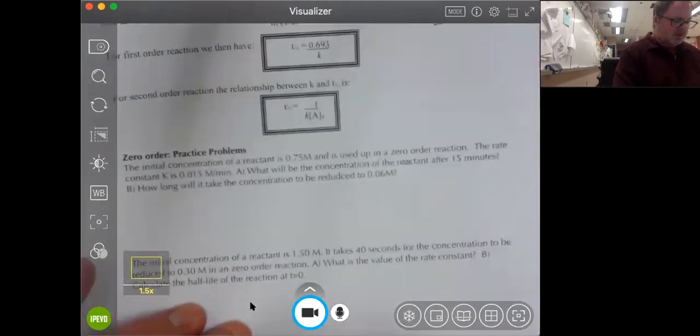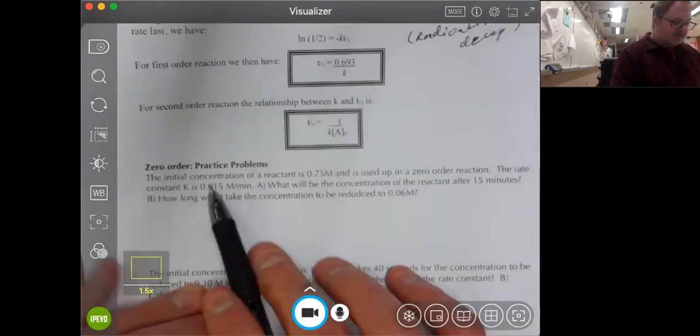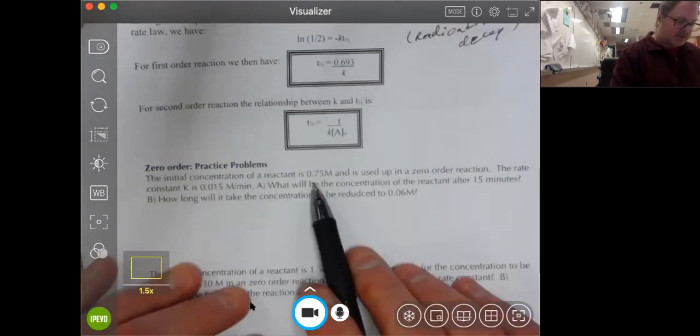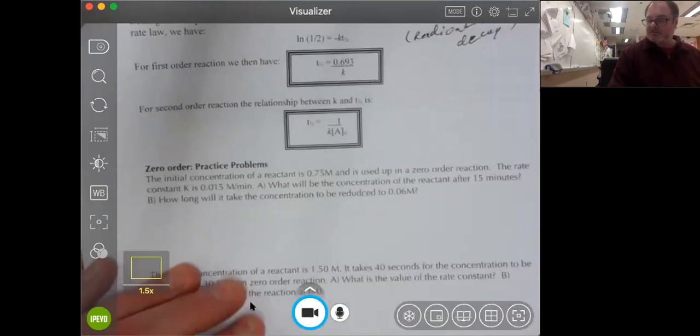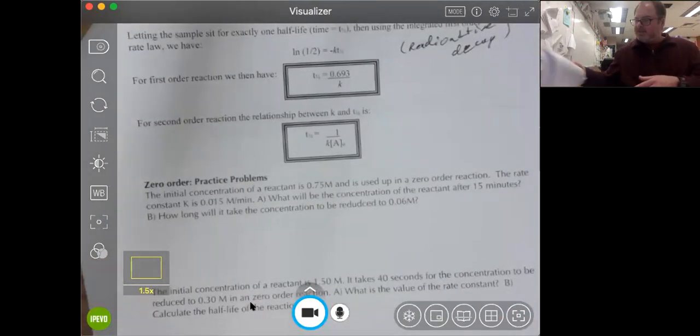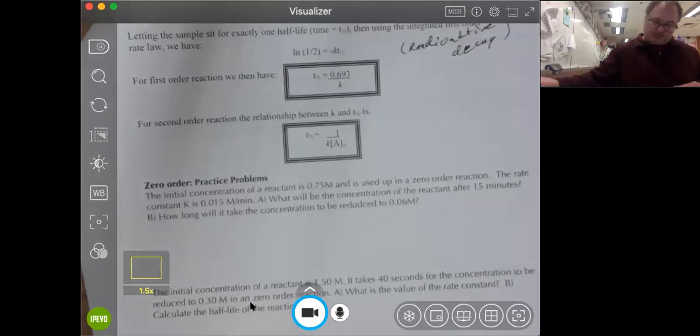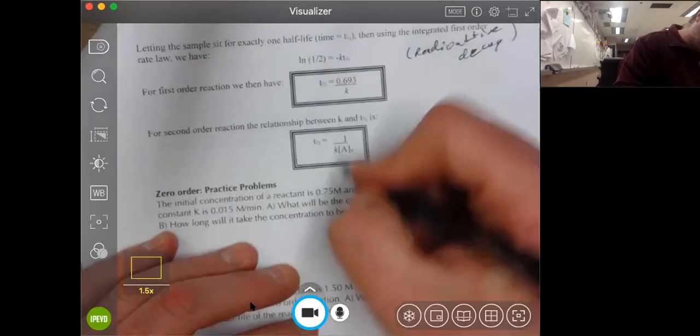All right, where are we at? 20 minutes-ish. All right, so let's say we have the initial concentration of the reactant is 0.75. So what is that? That is our A naught.